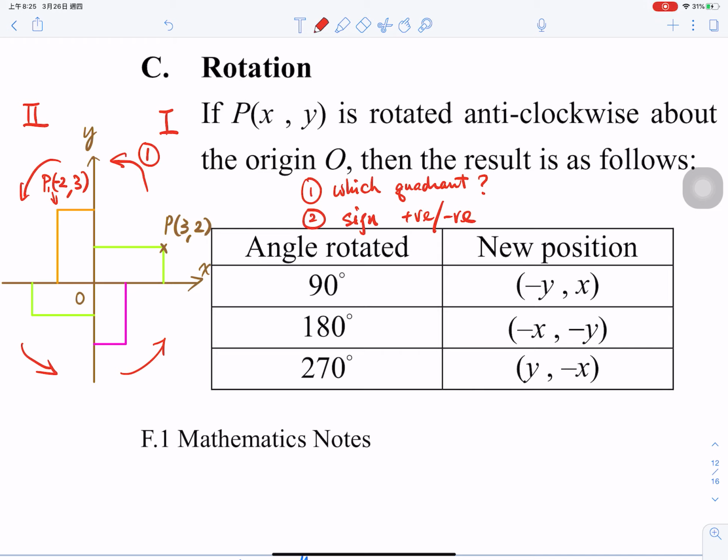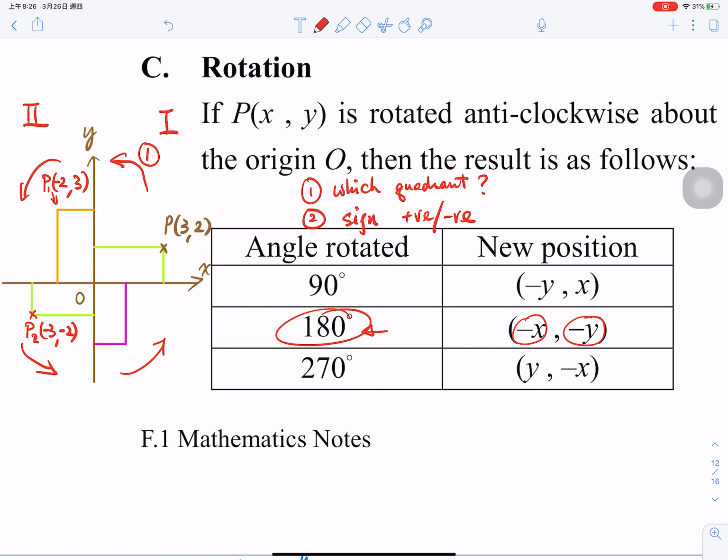If now it is 180 degrees, let me see here. Then what is the image of point P? You see that the rectangle lies the same, the length and the width. So 3, 2, just the same. However, it becomes -3 and -2. So for 180 degrees, you see two negative values.